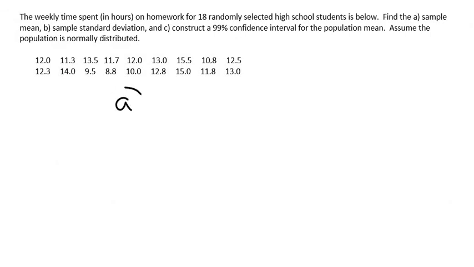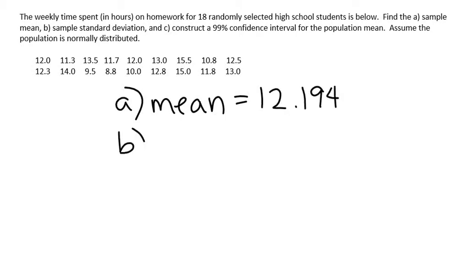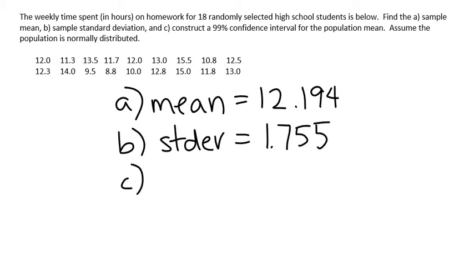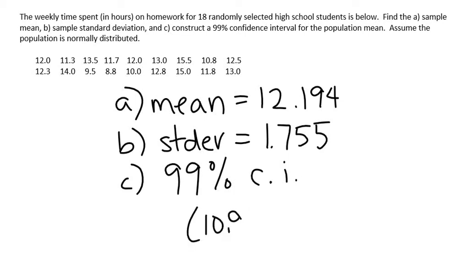So again, we found using Google Spreadsheets that the mean was equal to 12.194. The standard deviation was equal to 1.755, and the confidence interval for the 99% level of confidence was 10.996, 13.393.